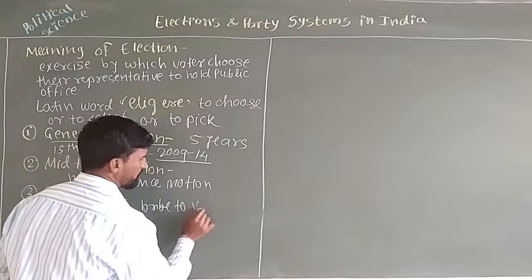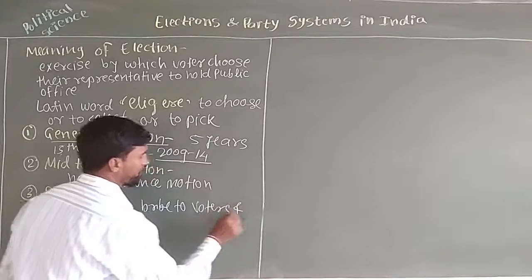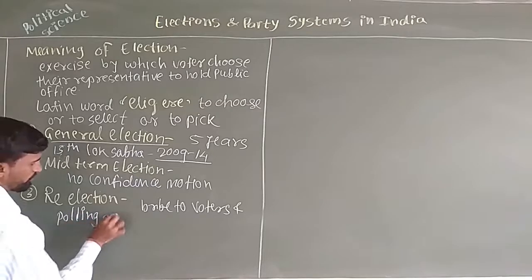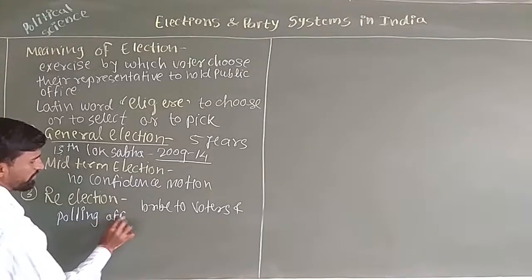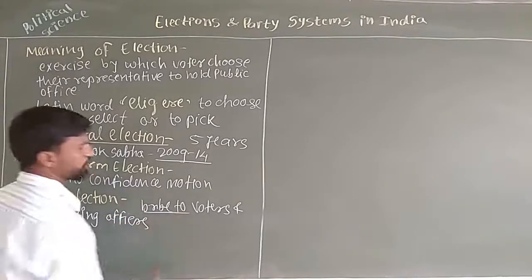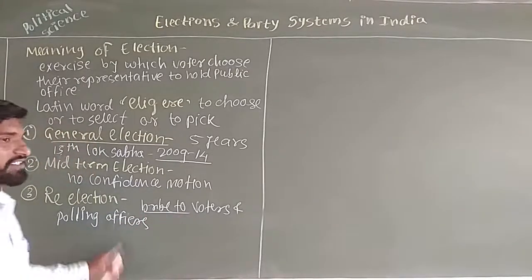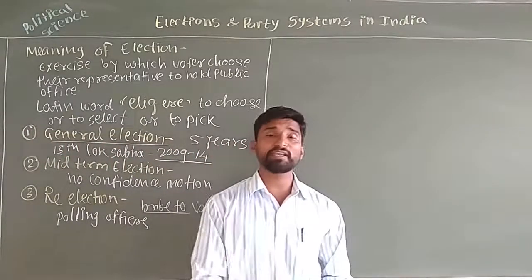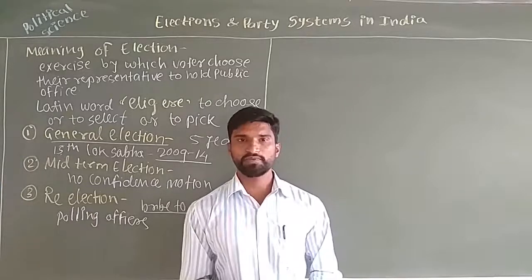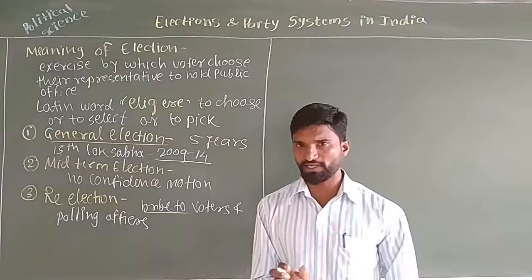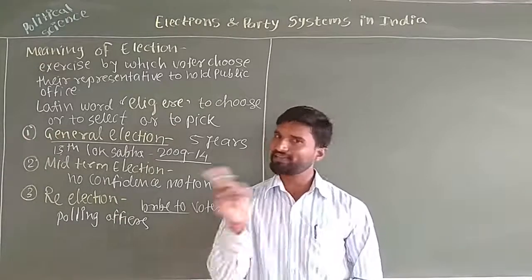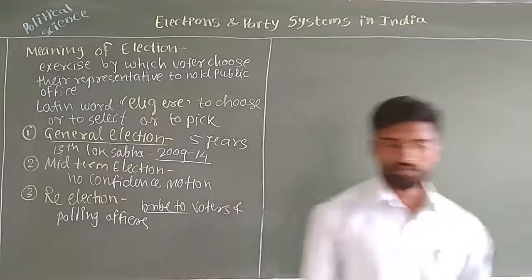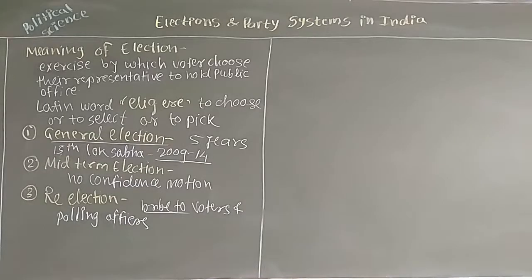Bribes are given to voters as well as to polling officers, and even rigging is there, meaning escaping the things or destroying the things, forcibly making the people vote for a particular party. So whenever these kinds of incidents take place, elections are conducted again in that particular constituency, and that election is called a re-election. So that is the third type of election.